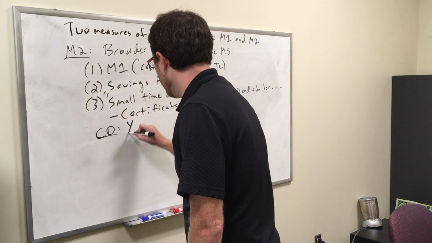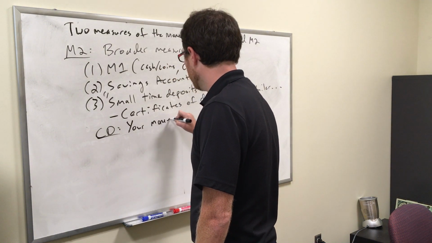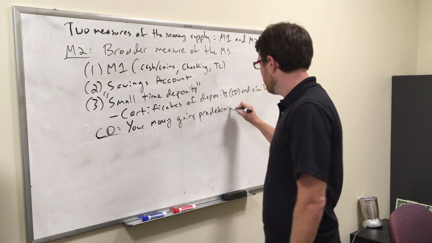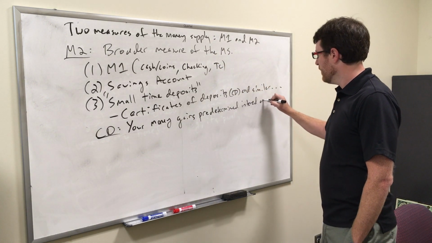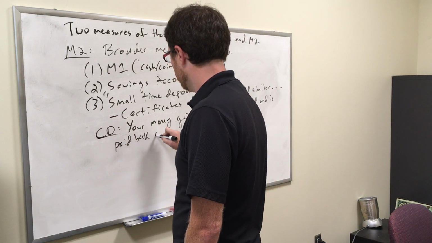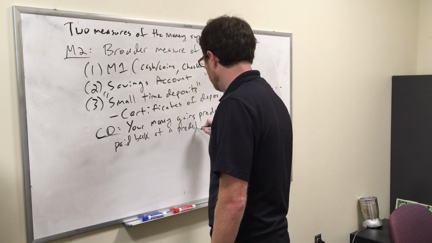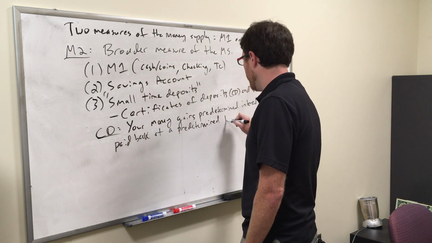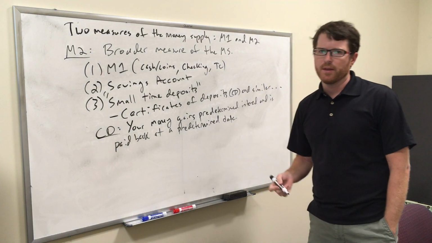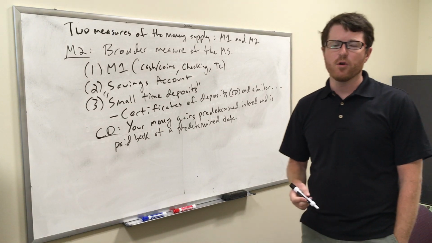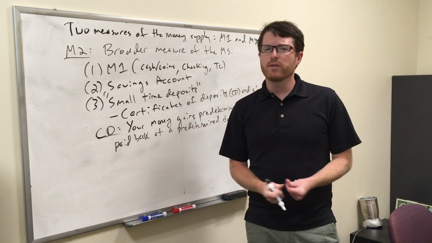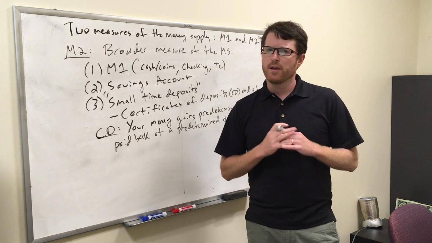In a CD, your money gains predetermined interest and is paid back at a predetermined date. Nothing fancy about it at all. But it's usually going to give you a higher interest rate than, say, savings or checking. And it's not very risky. In fact, there's essentially no risk with most CDs. So basically, I could do this right now. I could walk down to the bank and buy a CD. It wouldn't take me very long to do it, right? Sign the paperwork, and I'd be done.